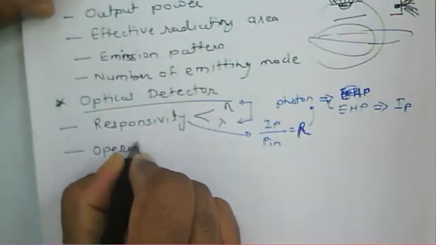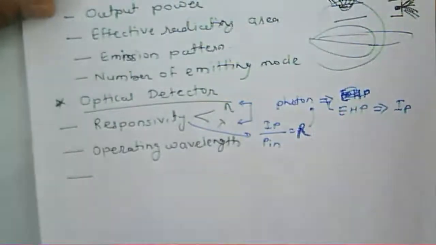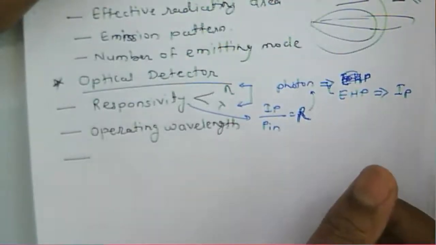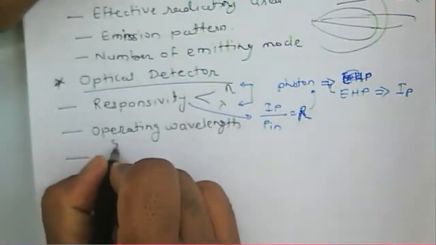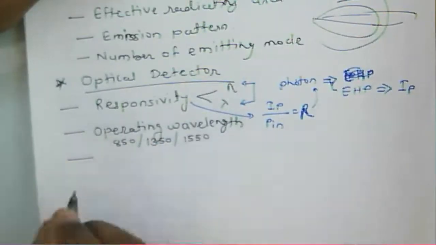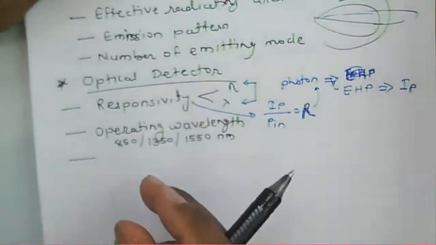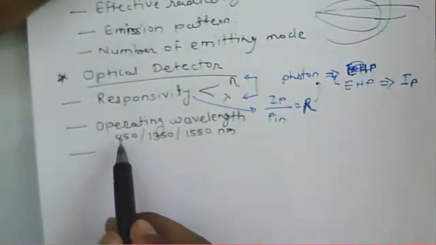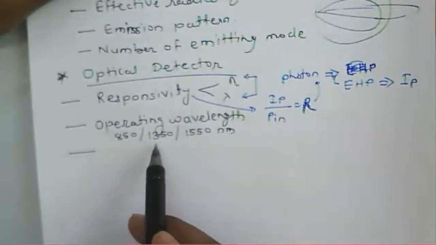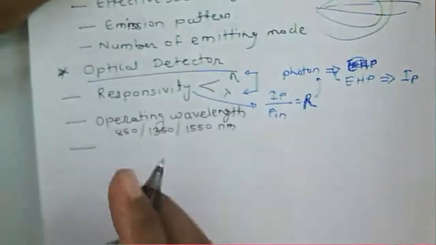Next is the operating wavelength. The source will work at a particular operating wavelength: 850 nanometer, 1350 nanometer, or 1550 nanometer. Why these? Because these are the three windows, and at these particular windows attenuation is low. So the source must work at that particular wavelength so that attenuation will be low. We can say 1300 to 1400 is a band that can work. So that's the operating wavelength.